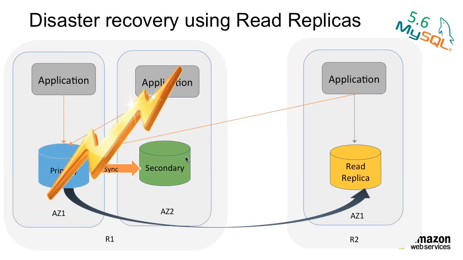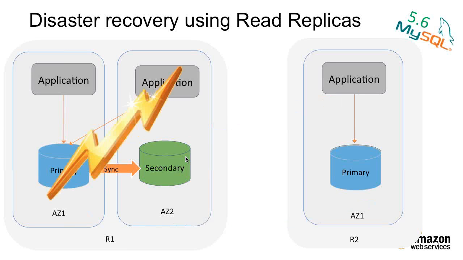When disaster strikes in region 1, you promote your read replica to a primary database and point your application to that primary database. Once this is done, you may see that there is a bit of data loss here, because asynchronous replication usually means that there is outstanding data that needs to move into the database. So that outstanding data may get lost. It varies depending on the amount of transactions you are doing per minute on the master database. Based on that, the read replica lag would increase or decrease.